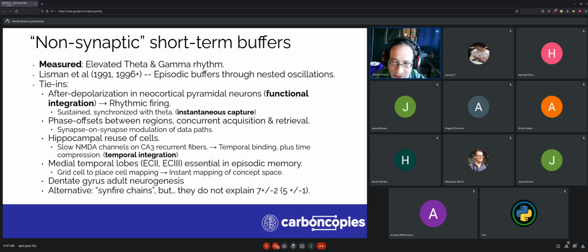Now, this is stuff that's been around for a long time, but the actual model for these buffers, the first time that was proposed in a real computational neuroscience model was by Lisman et al. Lisman and also his student, who is now, of course, a professor, Ole Jensen, who did a lot of modeling on that. And this is about episodic buffers that use nested oscillations. We'll get into that more in just a moment. I just want to mention these tie-ins because it's important to realize how many different parts of evidence are coming together here and how they tie into the requirements for that non-synaptic buffer that we were just talking about.